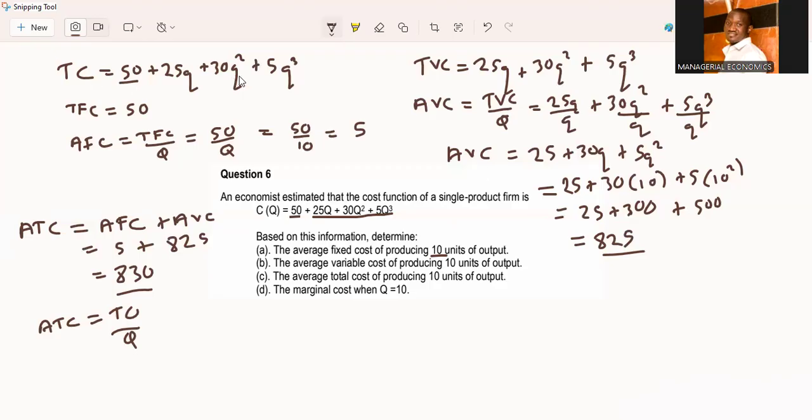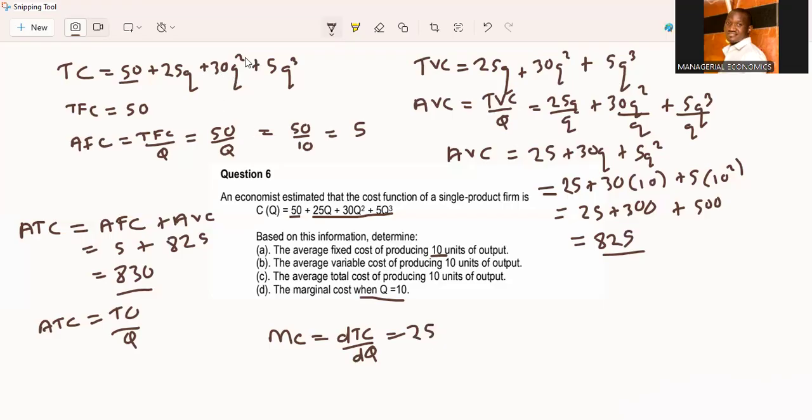Then lastly, but not the least, how do you find the marginal cost? Marginal cost is when you differentiate. Anything marginal is additional. Marginal cost is when you differentiate the total cost with respect to what? The quantity. DTC over DQ. So let's differentiate here. What happens to 50? It's a constant, it will drop. What happens to 25Q? What's the derivative of 25Q? It's 25. Remember, 10Q, 10, 5Q, 5, 1Q is 1.